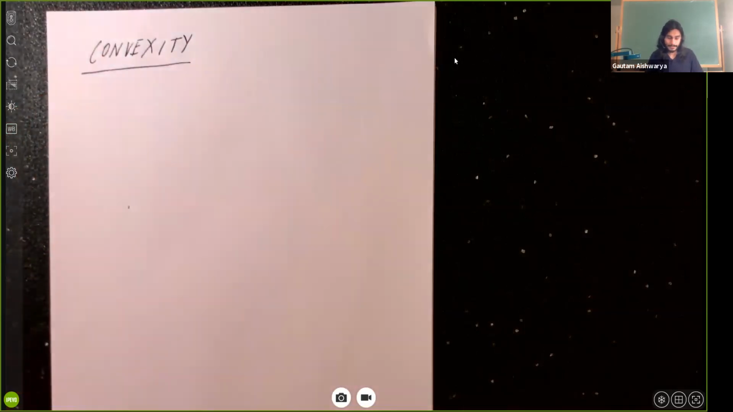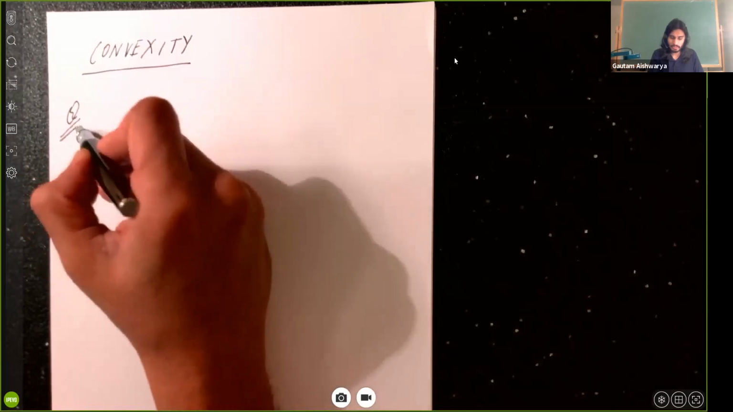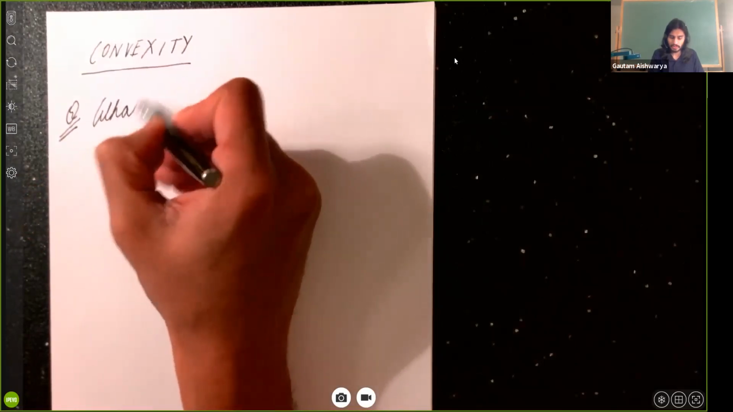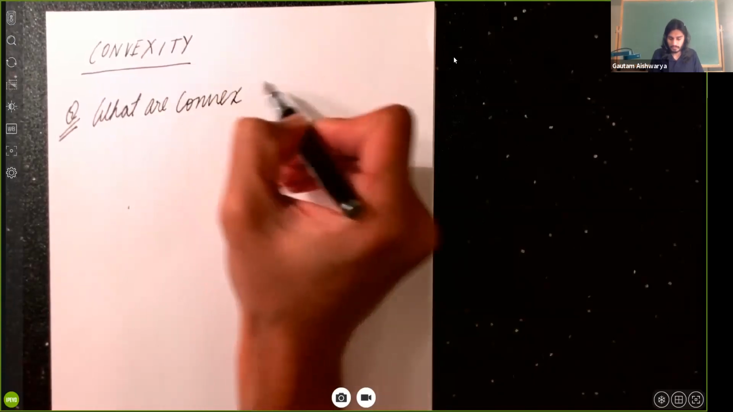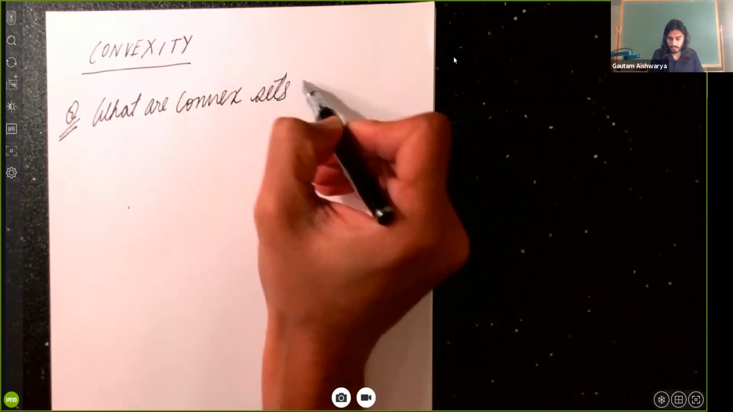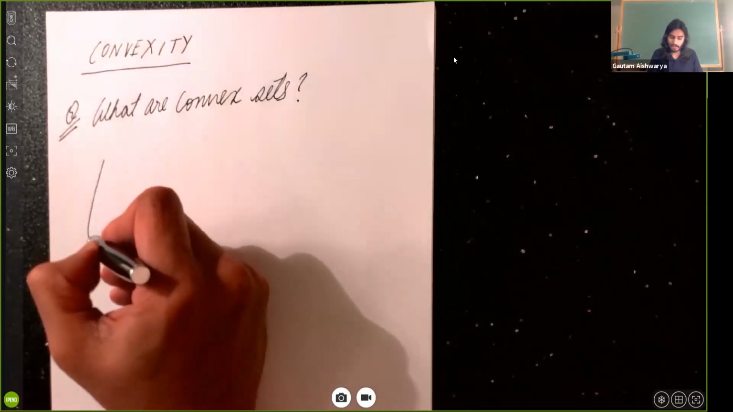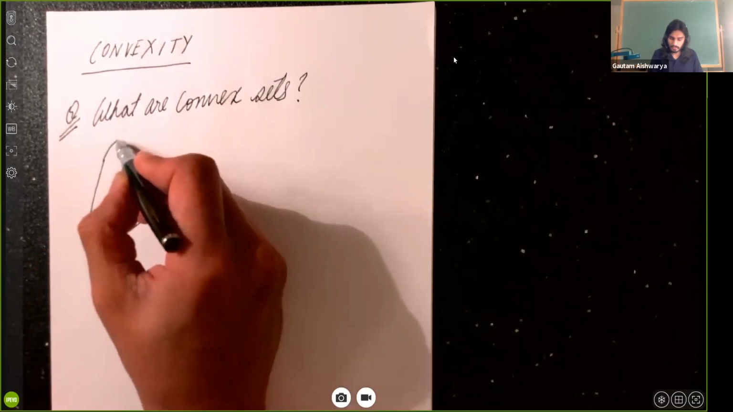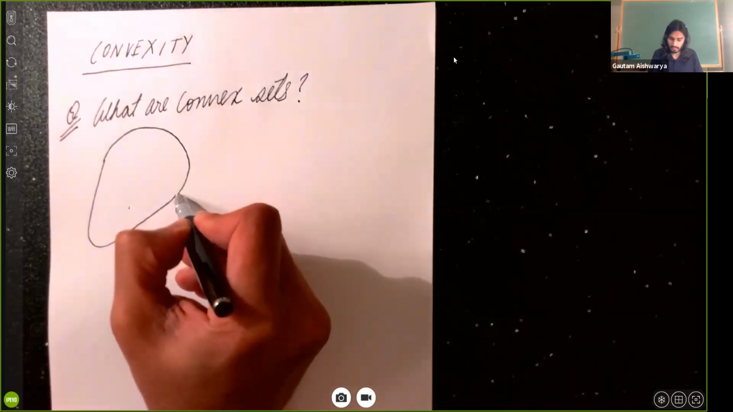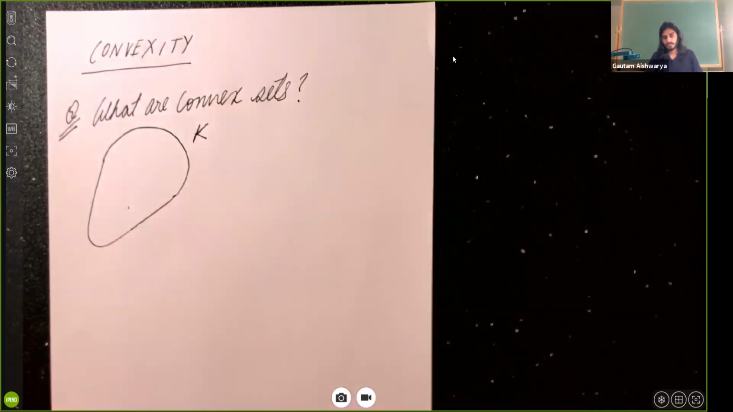Convexity. So let us start with the question, what are convex sets? Convex sets are sets like this. I'll often denote a convex set by K. They are sets which have the following property.